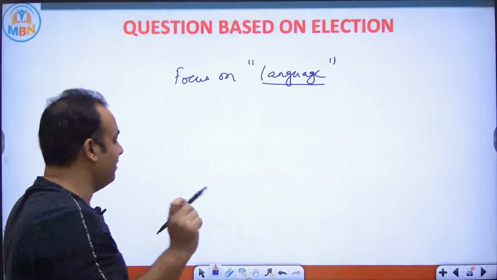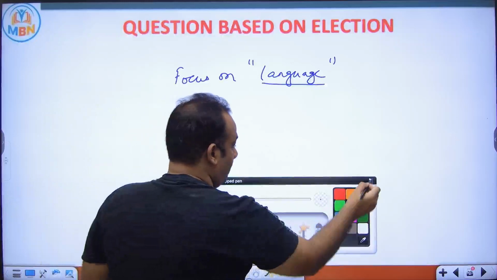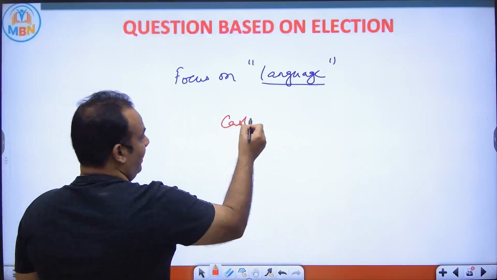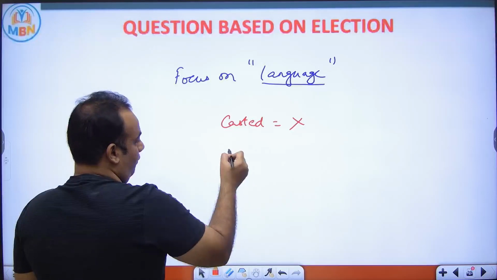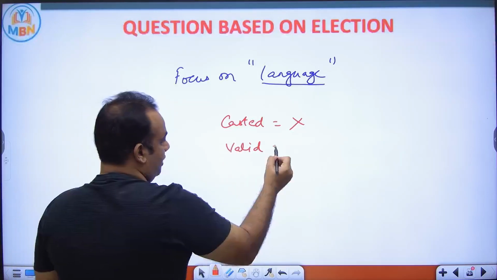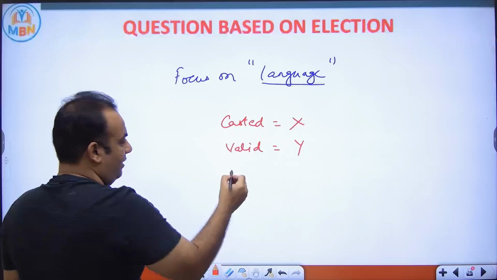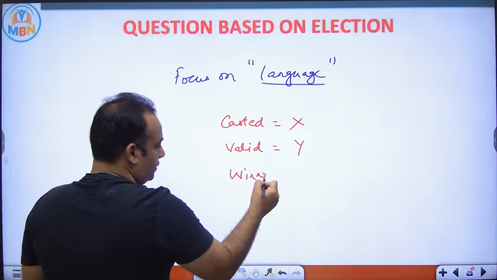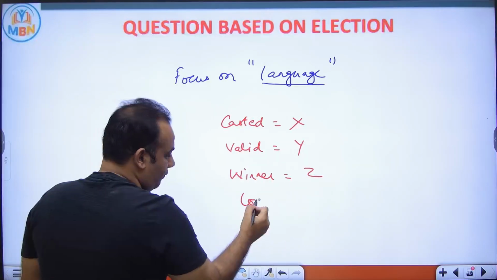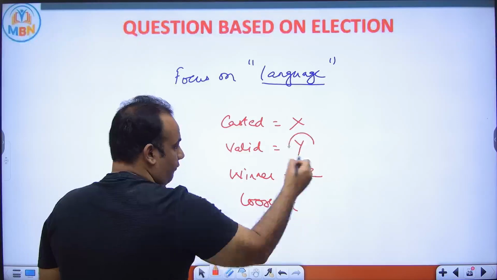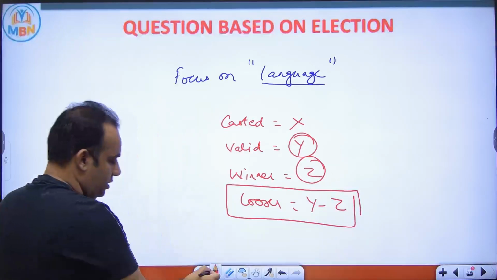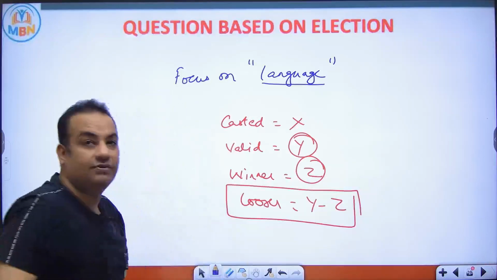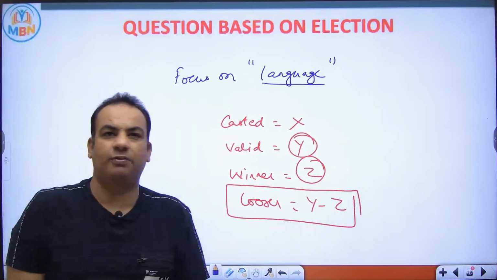I'll just tell you one thing which is very important. Suppose casted votes are X, and valid votes are Y, whatever be the relation between X and Y. The winner got Z votes. Now if you want to calculate the votes of the loser, the votes of the loser would be Y minus Z. This is important. You should know this. Once we do 2-3 questions on this, this part will be very, very simple.